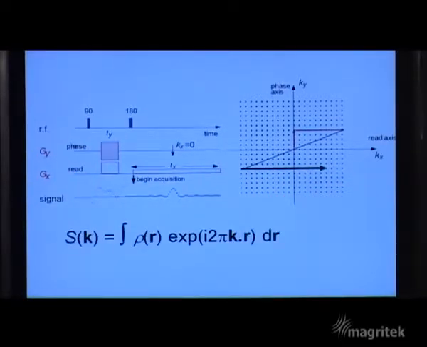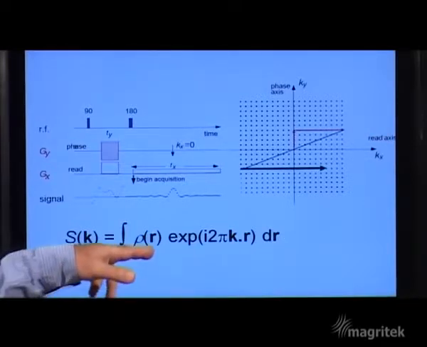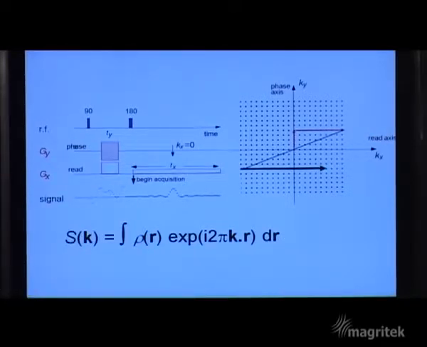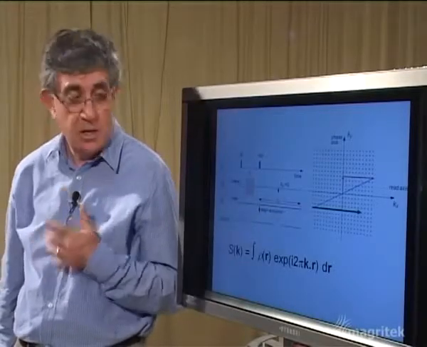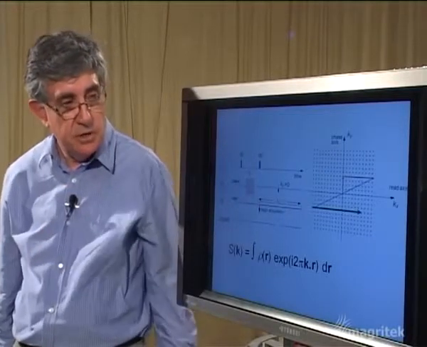There's that expression for the signal again. The signal is acquired in a two-dimensional matrix of K-space. The thing we want, of course, is the image in a two-dimensional matrix of real space. And so all we have to do is to take that signal and Fourier transform it in two dimensions. We perform a Cartesian Fourier transformation in two dimensions to get the image.